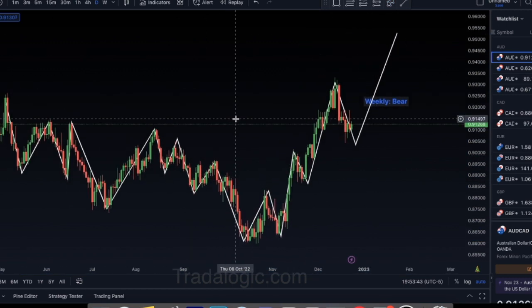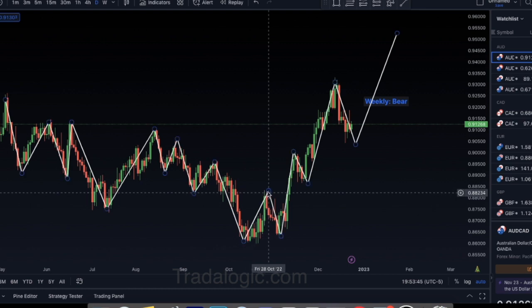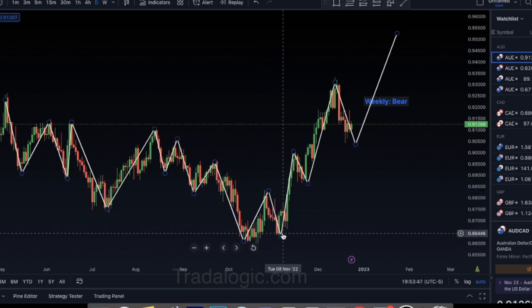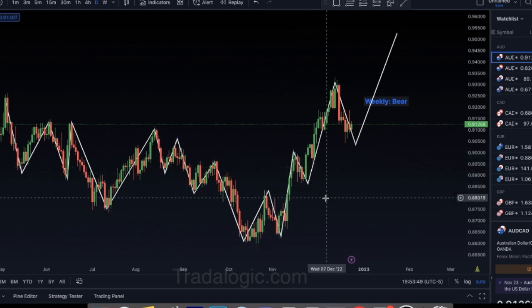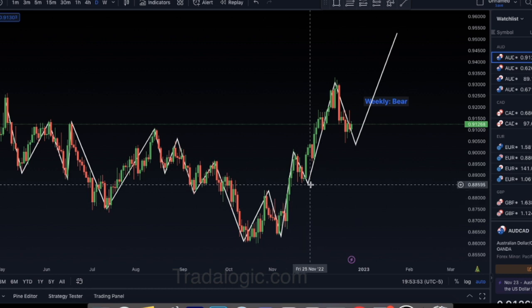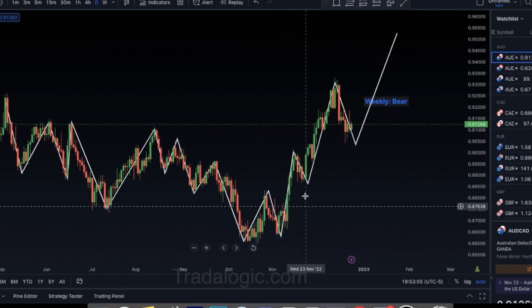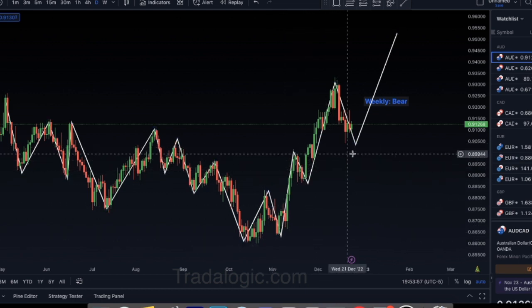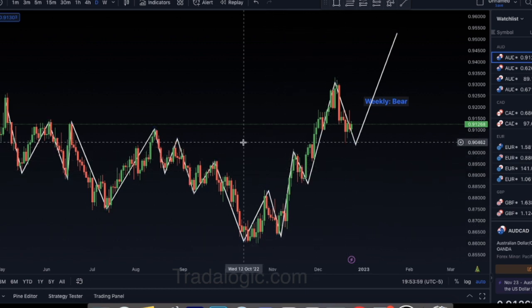As you can see, we are now making higher highs and higher lows, and we actually have like three higher lows, which means the trend is shifting, and the daily side of the market is actually bullish right now.